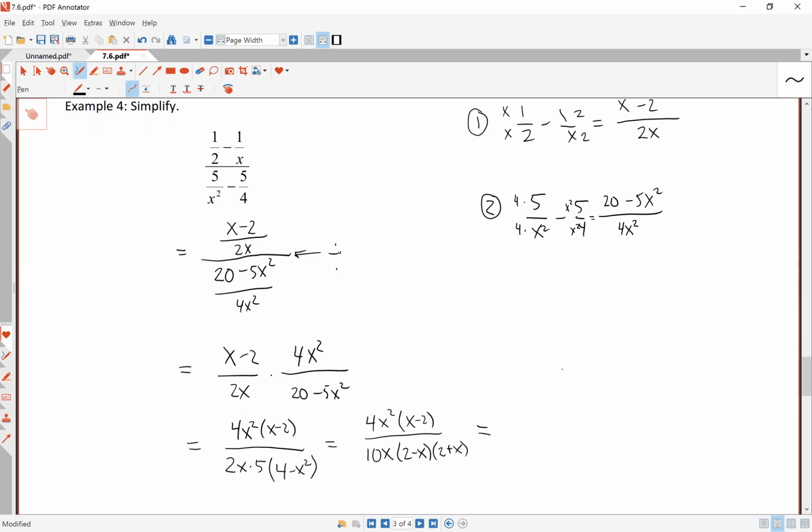So what can we factor, or simplify, I should say? 2 goes into 4 2 times, and into 10, 5. The x takes the x from the x squared and leaves us with an x, and the 2 minus x and the x minus 2 are opposites of each other, so they leave a negative 1. Put the negative out in front, we're left with 2x on the top, and we're left with a 5 times a 2 plus x on the bottom. So the opposite of 2x over 5 times 2 plus x.